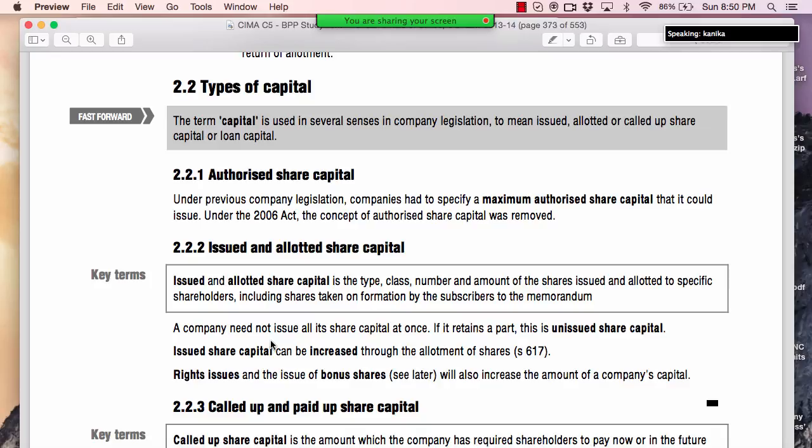I just want to know the meaning of authorized. Is it just given to the person?